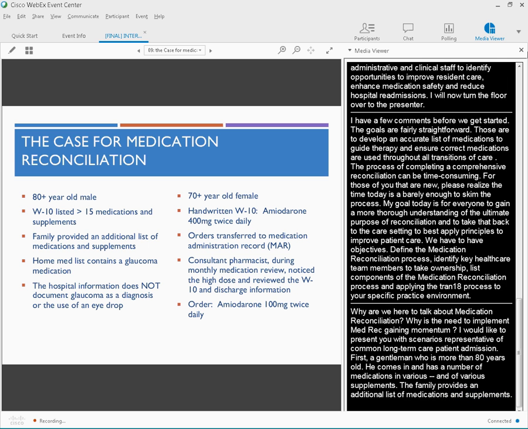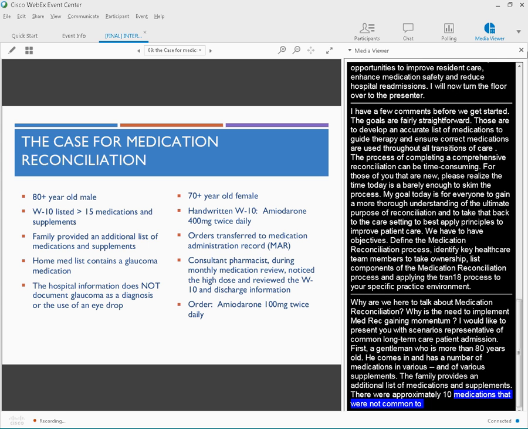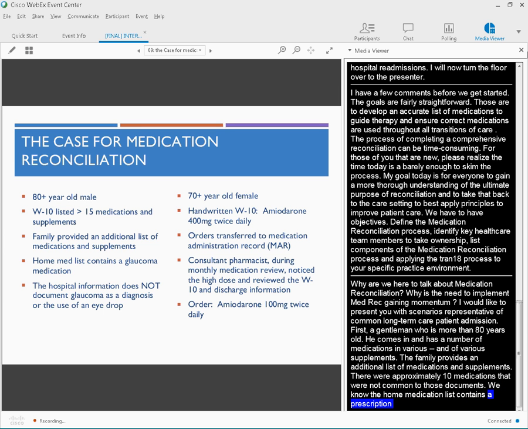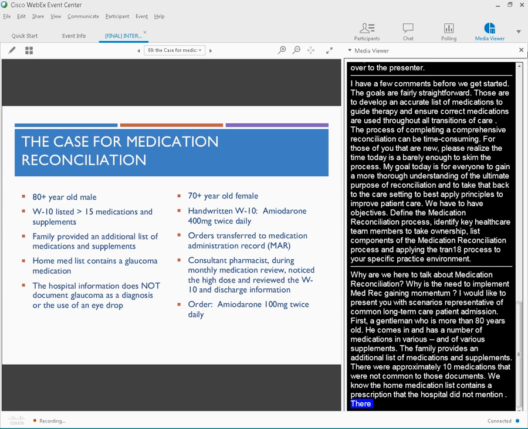And so in reading the home med list, we noticed that it contained a prescription eye drop to treat glaucoma. However, the hospital information never mentioned that the individual had glaucoma. There was no diagnosis listed for glaucoma, nor was there any eye drop on any of the paperwork that came from the hospital with this gentleman.